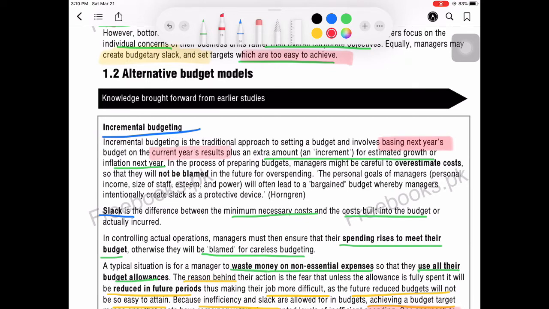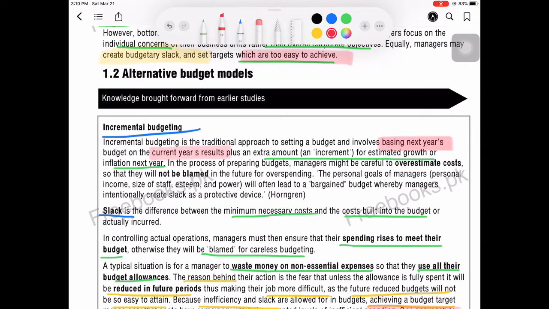Okay, next, in the process of preparing the budgets, managers might be careful to overestimate the costs so that they will not be blamed in the future for overspending. That's what we also discussed in slack. And this is also the reason for slack, that the managers actually overestimate the costs. They'll take a higher percentage of cost, so that next year even if it is higher, they don't have to worry about explaining the reasons.